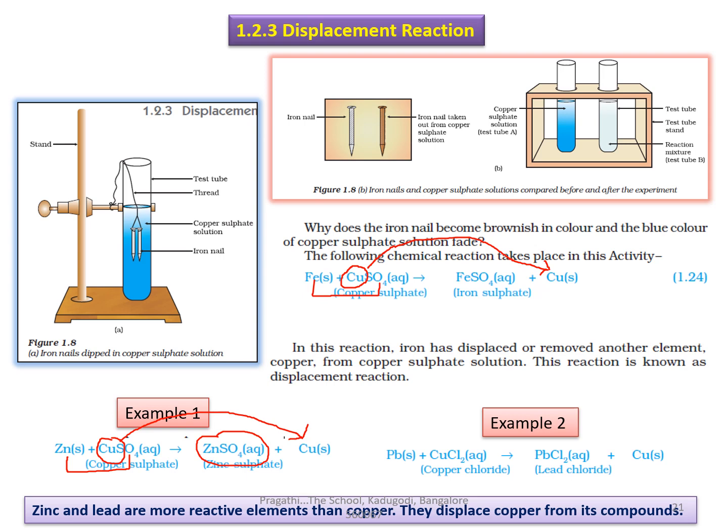Then come to this example, lead and copper chloride. What will happen? You know very well. Lead and chloride are combined, it becomes lead chloride solution. Okay, what is left over? Our friend copper is left over, so he has to be written separately. Understood?